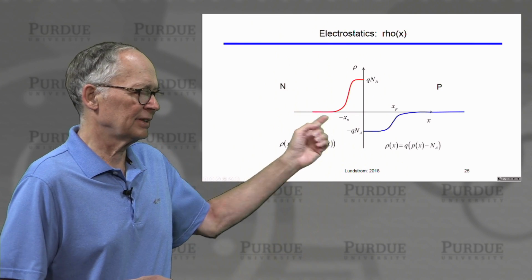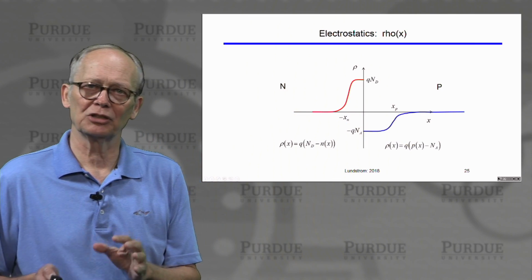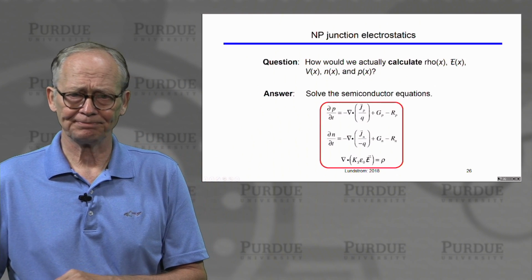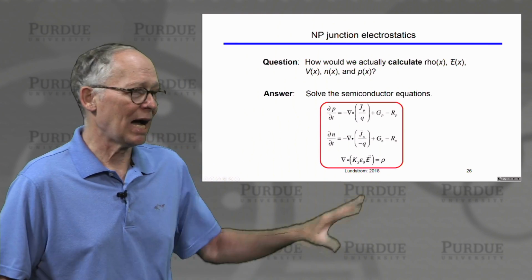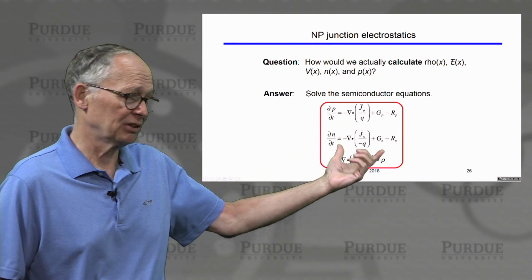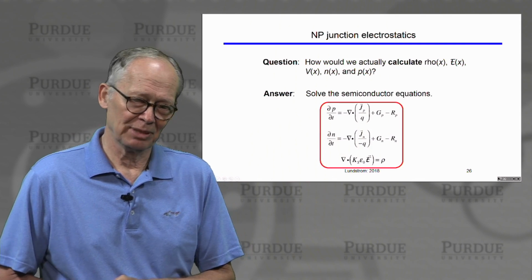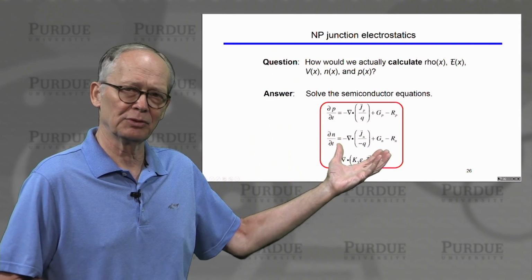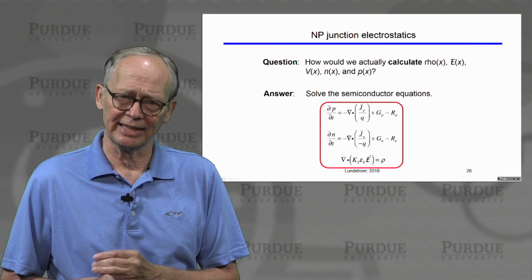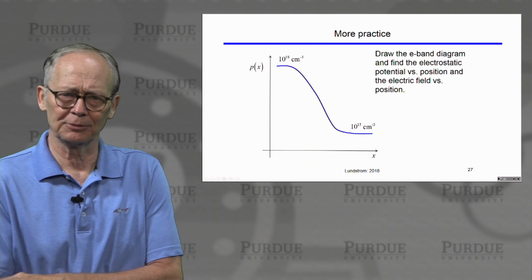And in the bulk of the semiconductor, we would be space charge neutral, just as we've always assumed for a uniform semiconductor. Okay, so how would we actually compute these quantities instead of sketching them? Well, we would solve these complicated equations. But before solving those, it's useful to sketch an energy band diagram and to understand qualitatively the nature of the solutions that are going to come out.